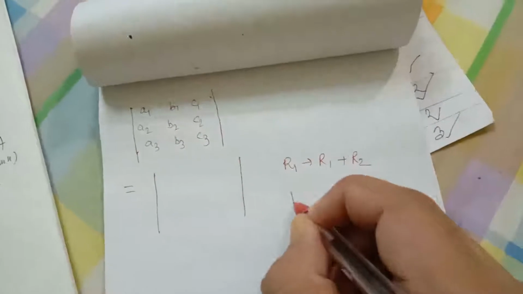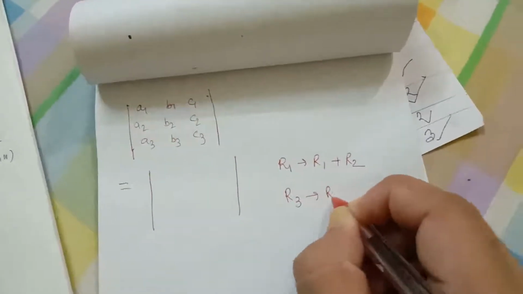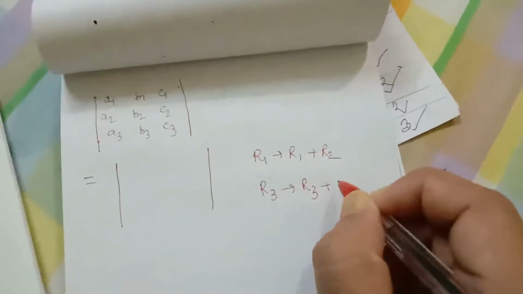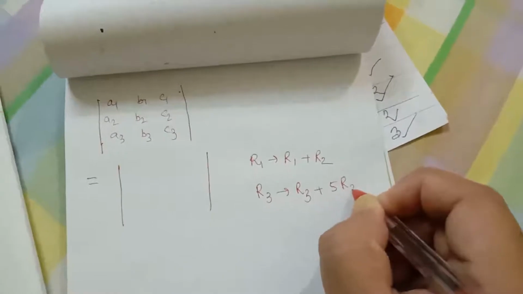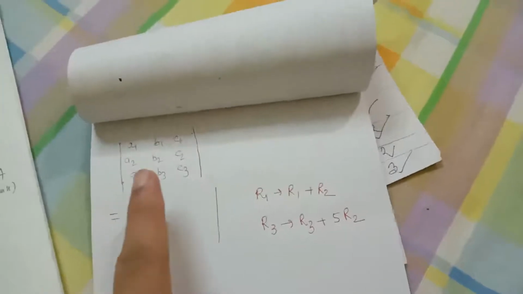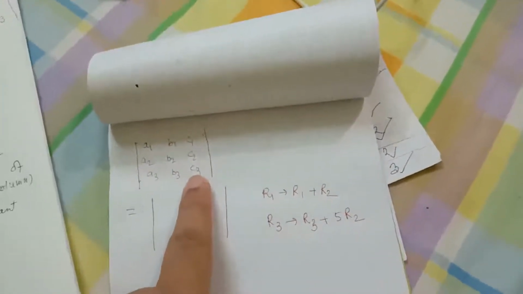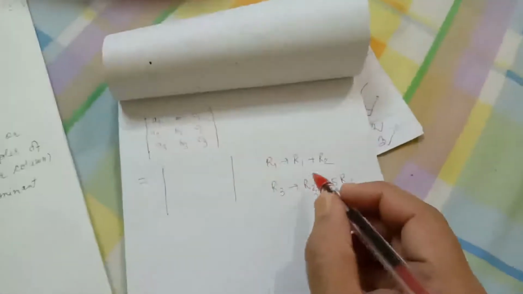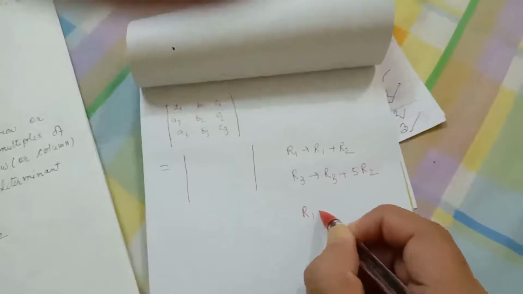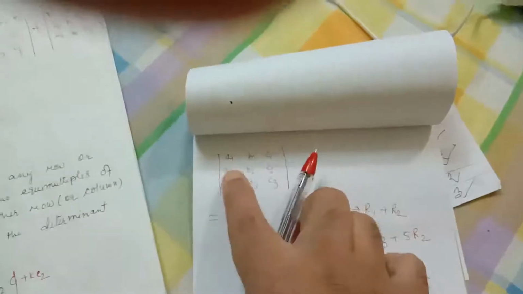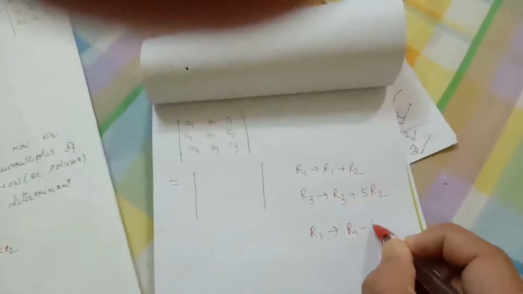Or what we can do with the elements of say R3, if needed, we can add say 5 times elements of R2. In each case, our aim will be to bring as much 0 as possible in the determinant. That will make our calculation easier. What we can do, if we take k equal to minus 1, suppose from the elements of R1 we want to subtract elements of R2, that also we can do. We can replace R1 by R1 minus R2.